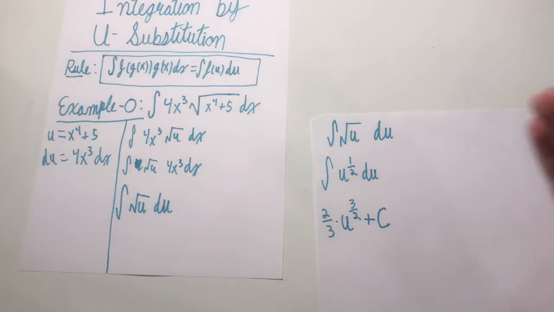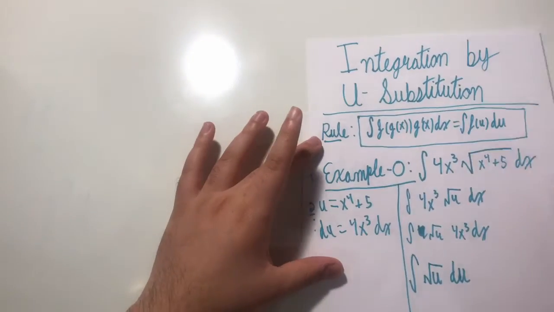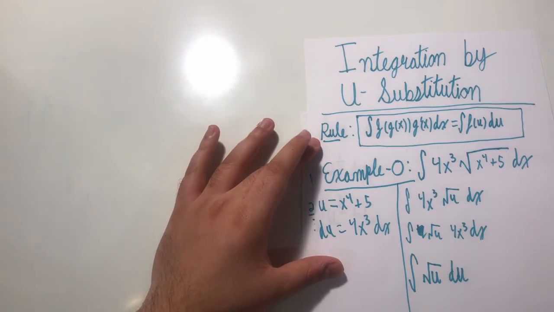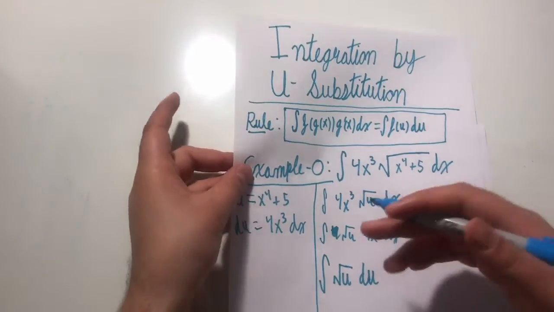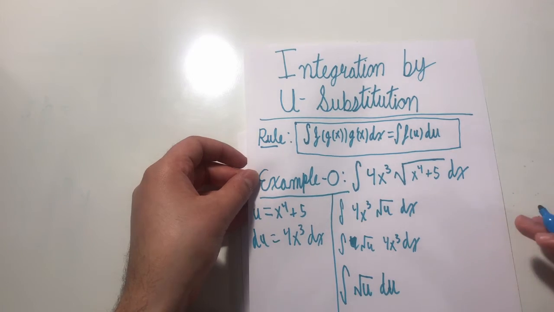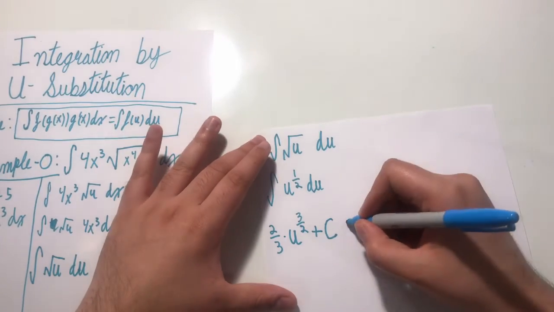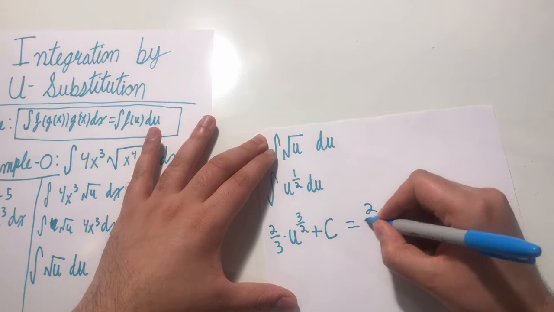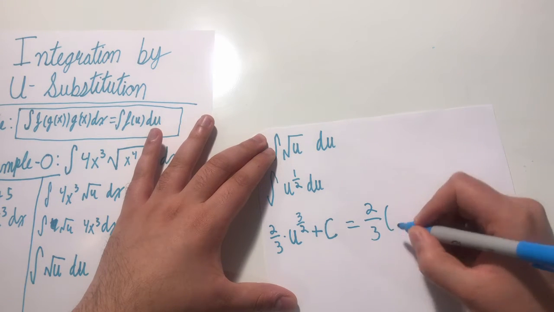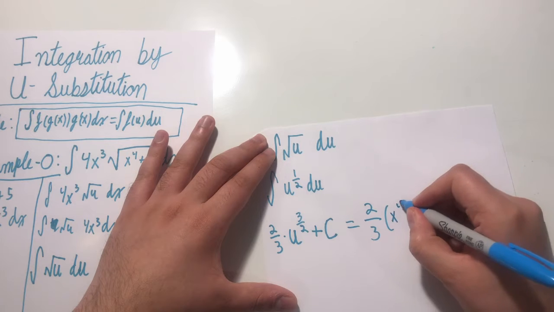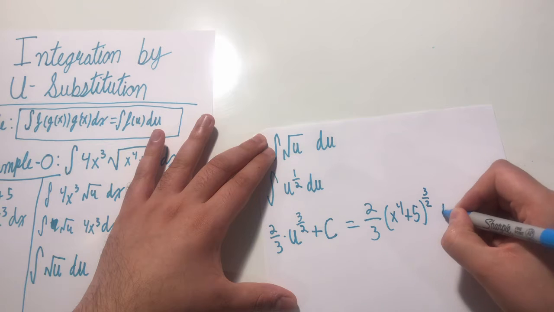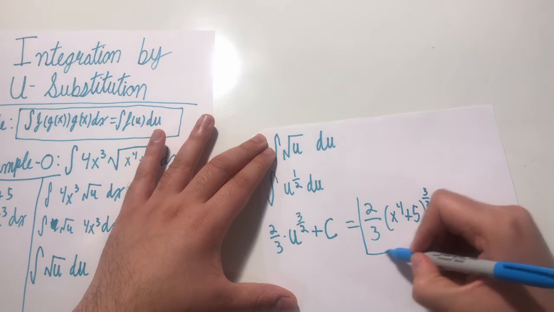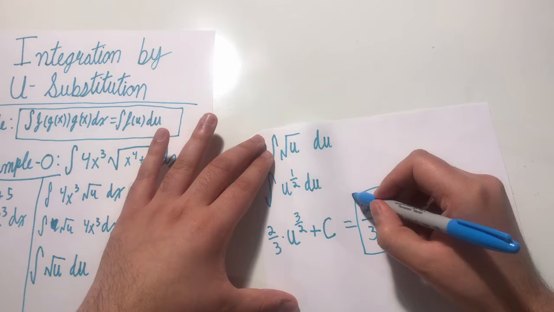We've actually done the integral. Now what we need to do, the thing that's left, is to sub back in our u term, right? We can't leave it in terms of u because our original function wasn't in terms of u. So what was u equal to? u was equal to x to the fourth plus 5. So let's make that substitution. 2/3 times, instead of u, it's going to be x to the fourth plus 5 raised to the 3/2 plus c. And that is our final answer.